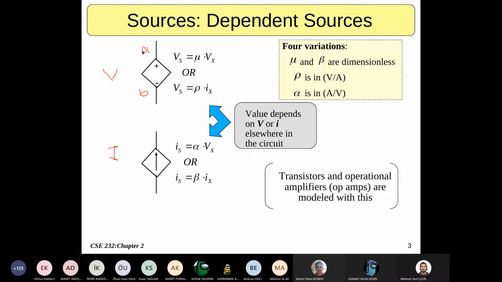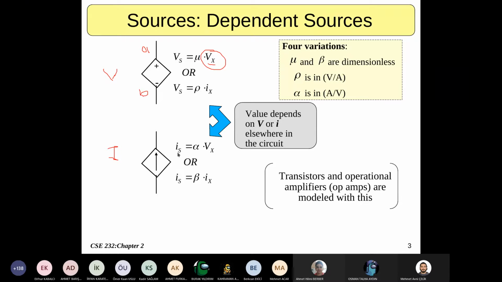The voltage across these two terminals will be a multiple of a voltage. Just a second. I gotta get rid of that. Just a multiple of a voltage V of X across any component in the circuitry, or I of X, the current passing through any branch in the circuit.